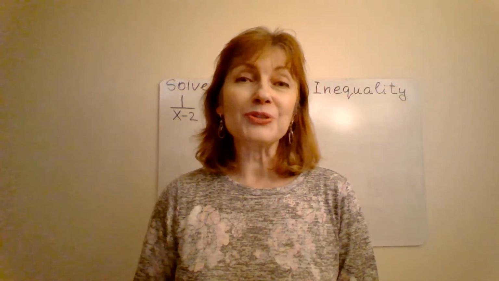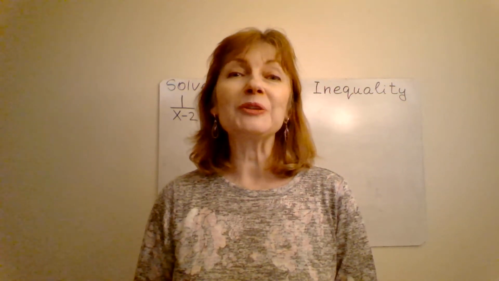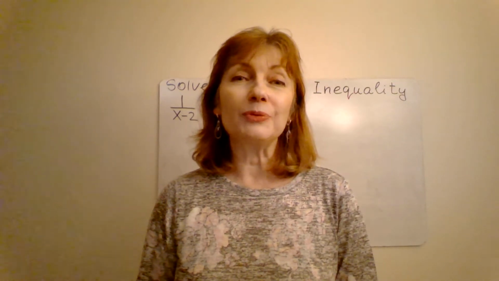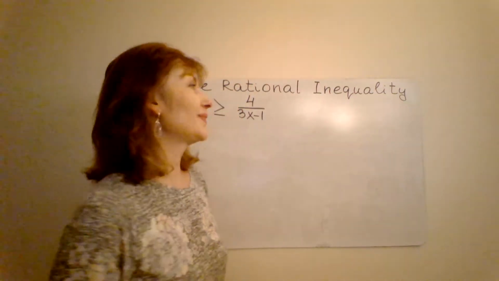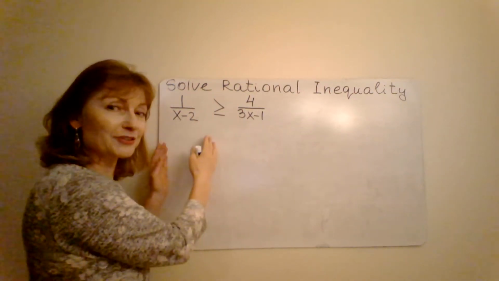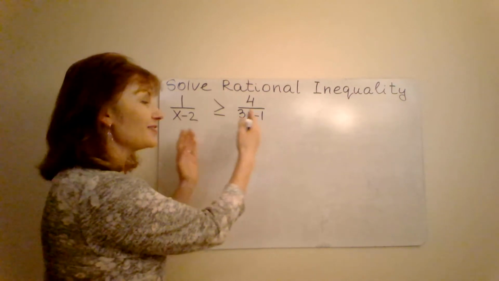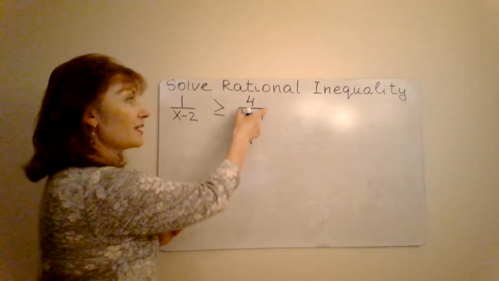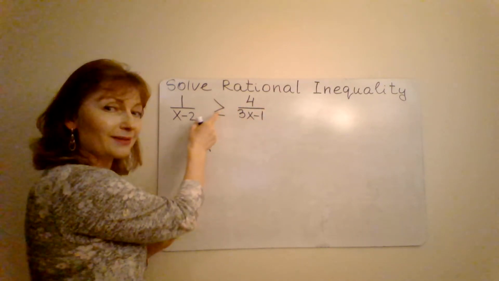Hi, I will show you how to use the method of intervals to solve a rational inequality. To solve this inequality, we need to get a single fraction on one side and zero on the other side of the inequality. So we have to bring this fraction to the left side.